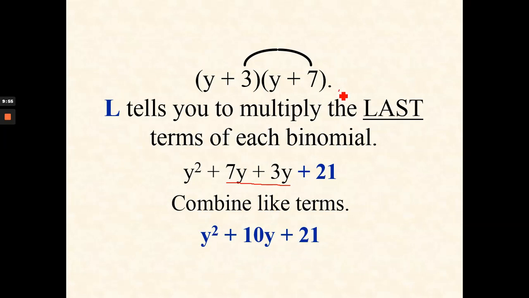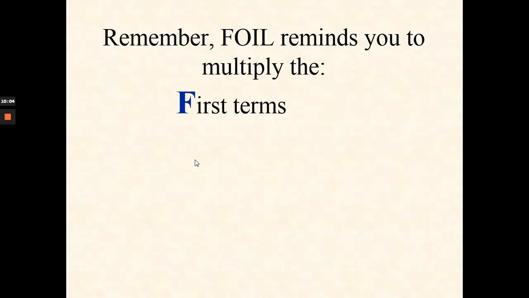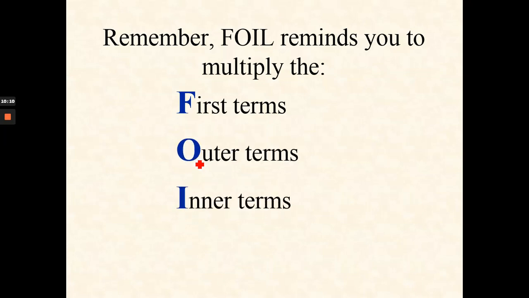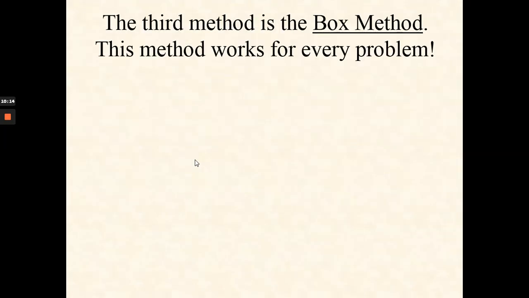So that is now the product of the two binomials applying the FOIL method. Always remember, F stands for the first terms, O for the outer terms, I for the inner terms, and L for the last terms.